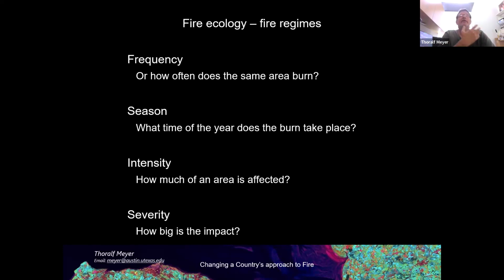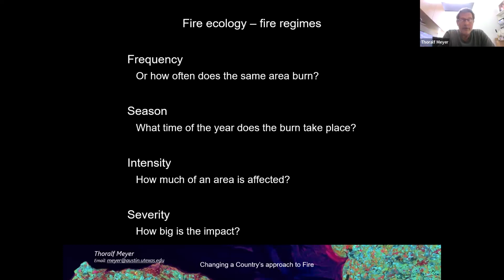When it comes to fire regimes, they are essentially made up of 4 components. The first one is fire frequency. Fire frequency essentially answers the question, how often does the same area burn? And fire frequencies for ecosystems differ. In savanna ecosystems, fire frequency could be from 1 year to about 10 years.